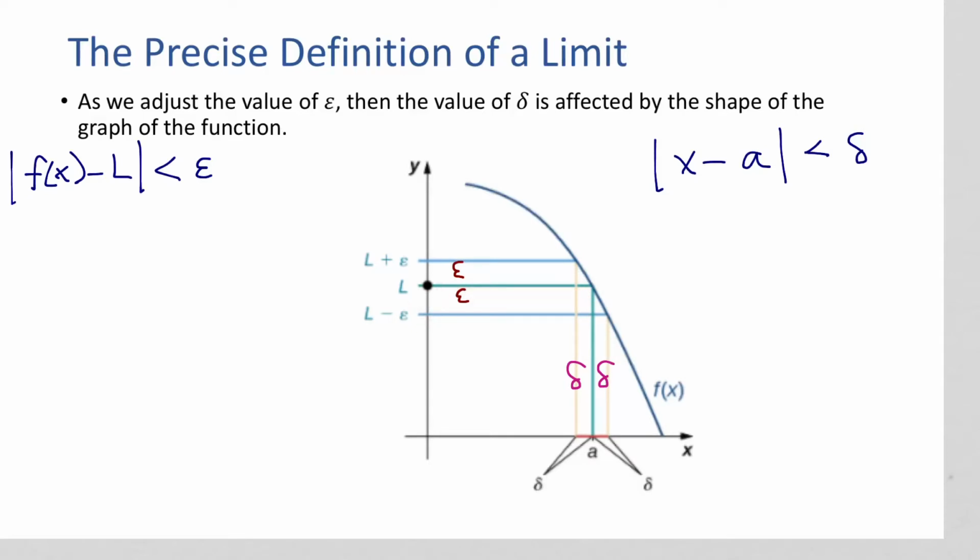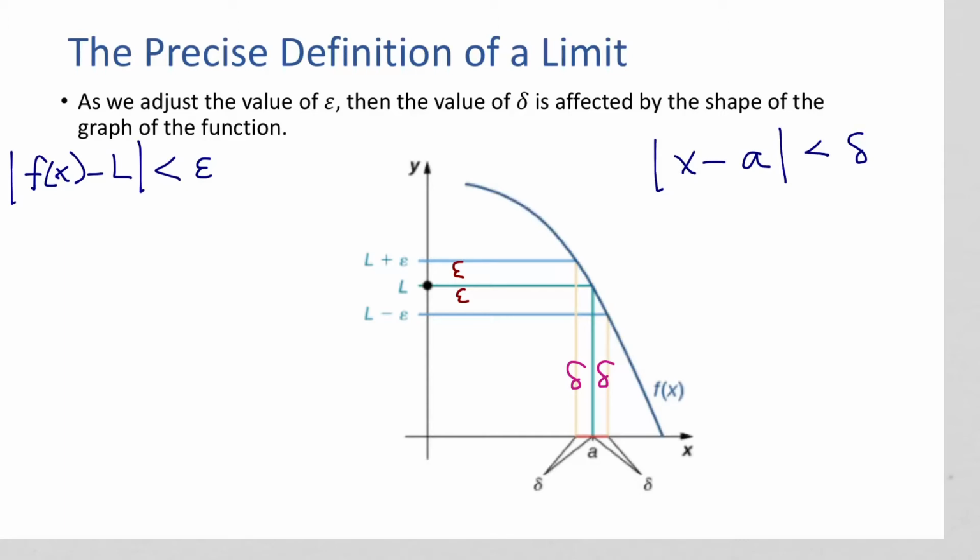And then you could look at it this way as well. The closer you get to the value of L, then the closer you're going to get to the value of a. So when we talk about quantifying limits, we're talking about setting a value on this closeness, either setting delta and backing out epsilon, or setting epsilon and backing out delta, either way.